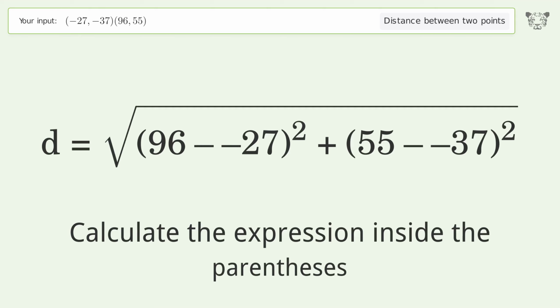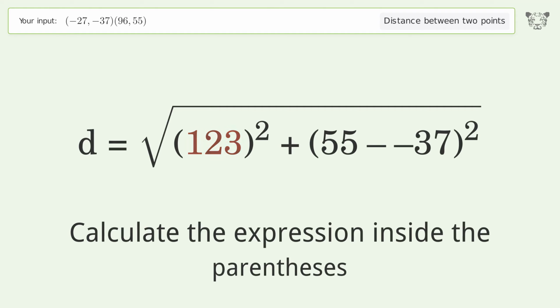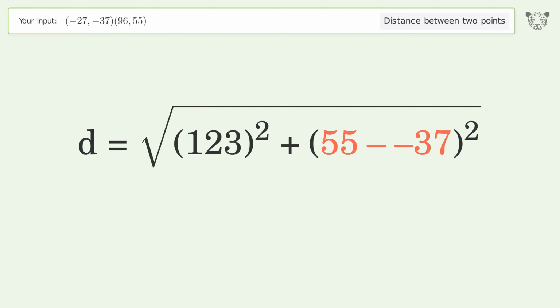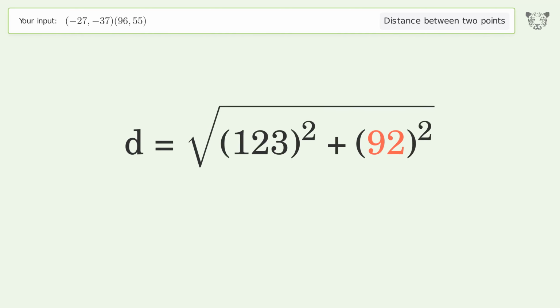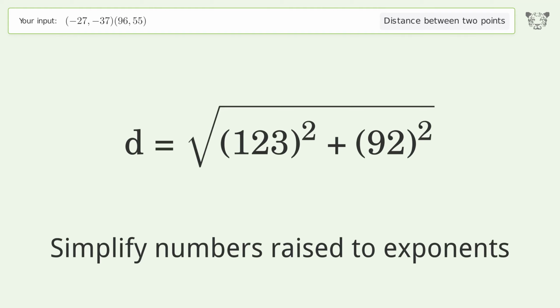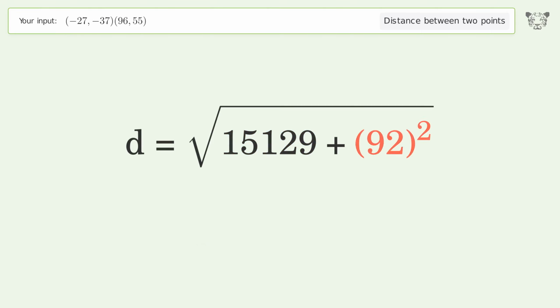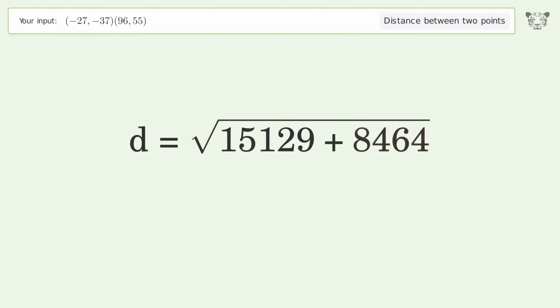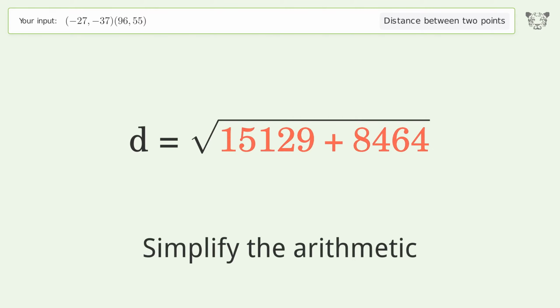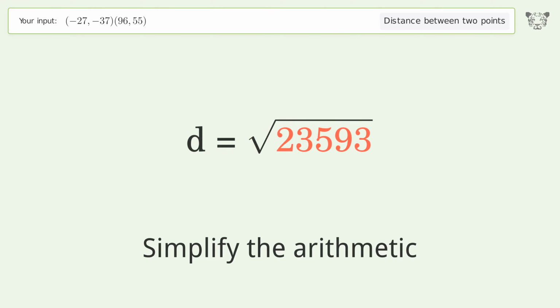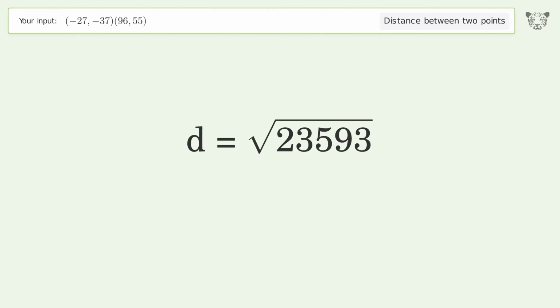Calculate the expression inside the parentheses. Simplify numbers raised to exponents. Simplify the arithmetic. And so the distance between the 2 points is the square root of 23,593, or 153.6.